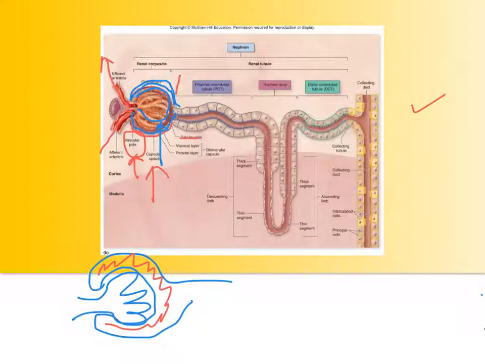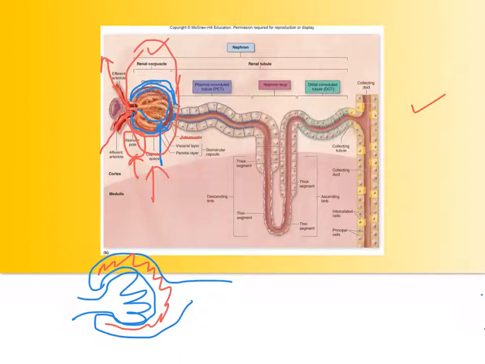Now this whole thing of the glomerulus and the capsule, that's called the renal corpuscle. And that always sounds like something that you should pop, doesn't it? Corpuscle, it should be something like you're picking at.